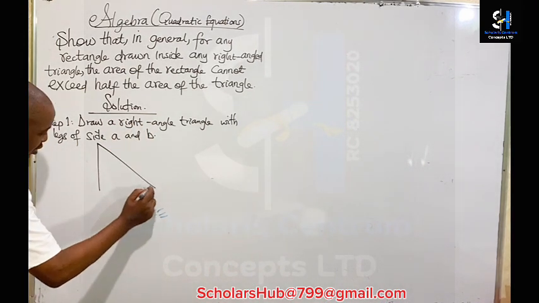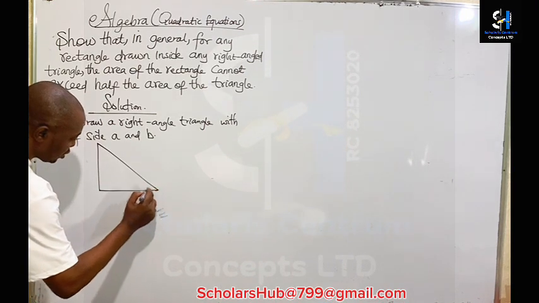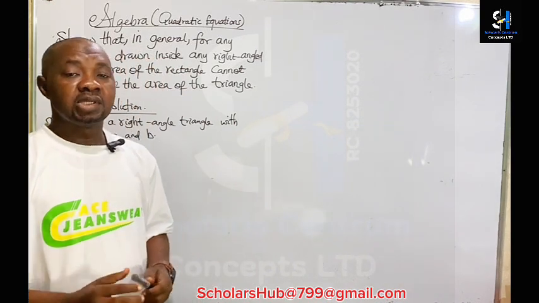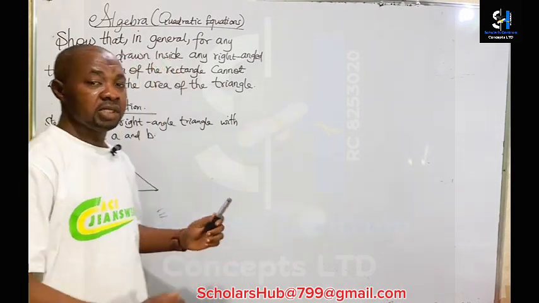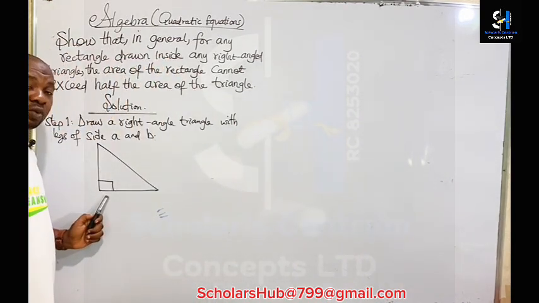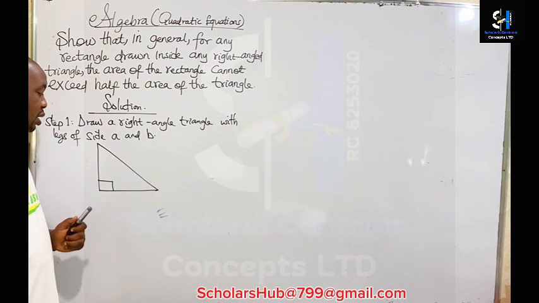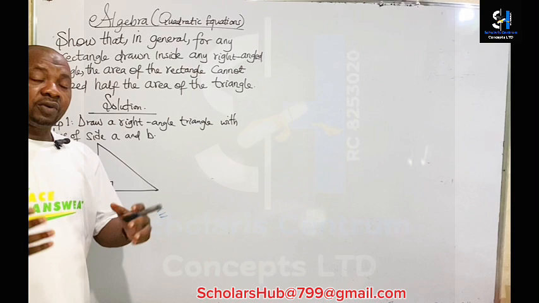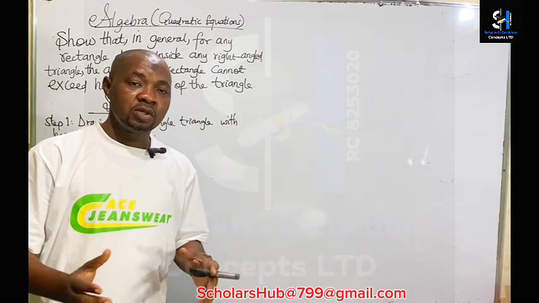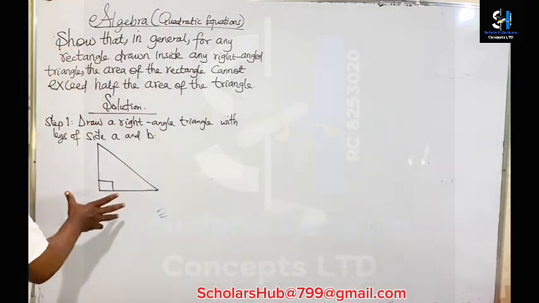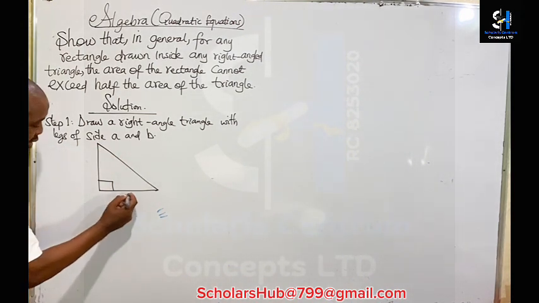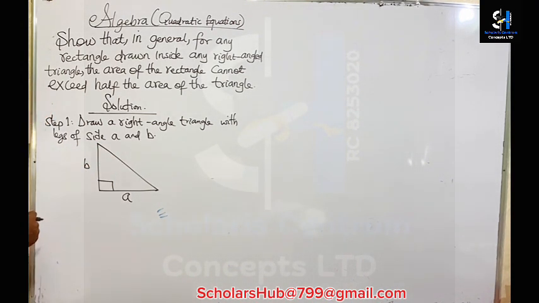So we have a right angle triangle. It is a right angle triangle because it has an angle of 90 degrees. When we talk about a right angle triangle, it will have two legs. So the two legs of this right triangle are legs with side A and B.